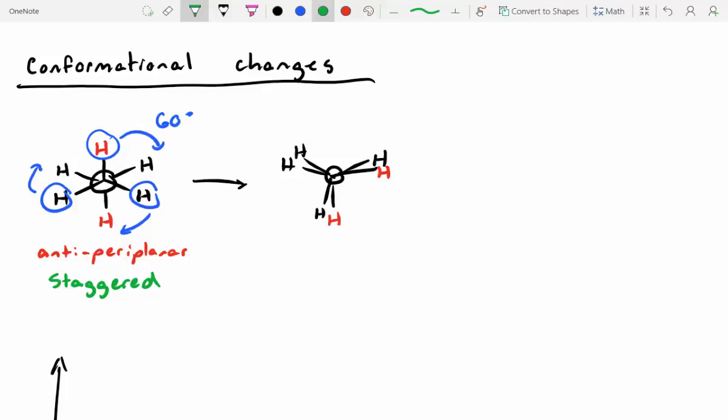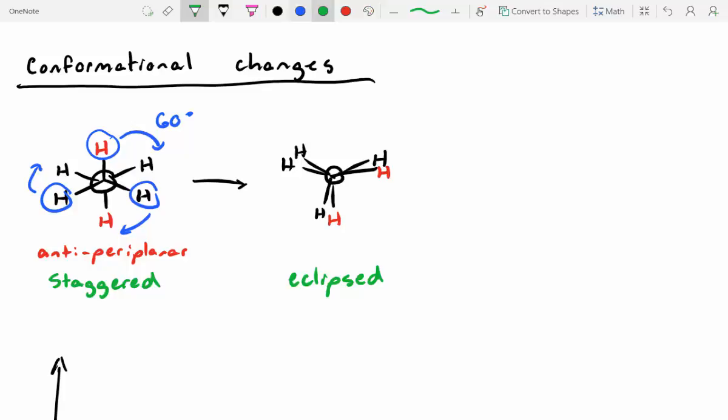Does anybody know? Anybody read ahead? What do you call two planets when they align? Eclipse. An eclipse. So we go from staggered to eclipsed. Which do you think is higher energy? Eclipsed one. So if we think about it, these two hydrogens, the ones that are overlapping, each have their own electron cloud. Those electron clouds don't like being close to other electron clouds, so they're not super happy being in line anymore. So eclipsed is most likely going to be our higher energy conformation.